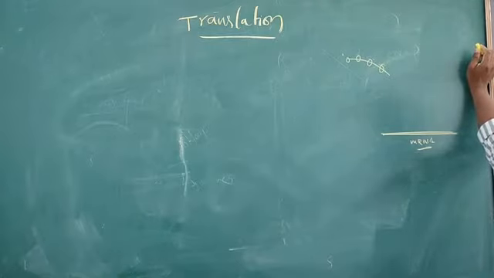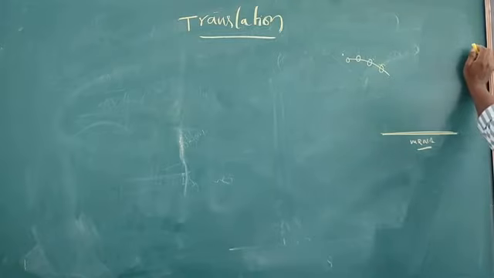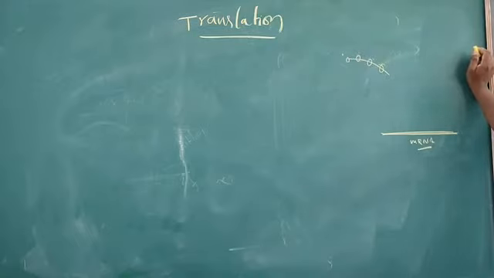Next, one more point. The polymerization of amino acids, for its formation, requires some energy. The energy we call here is ATP.